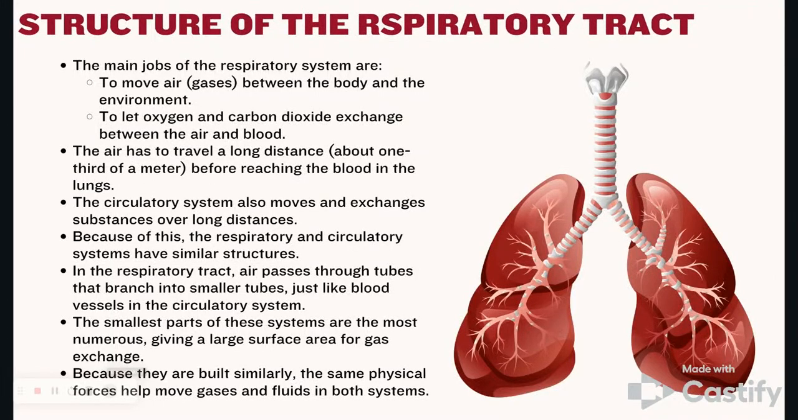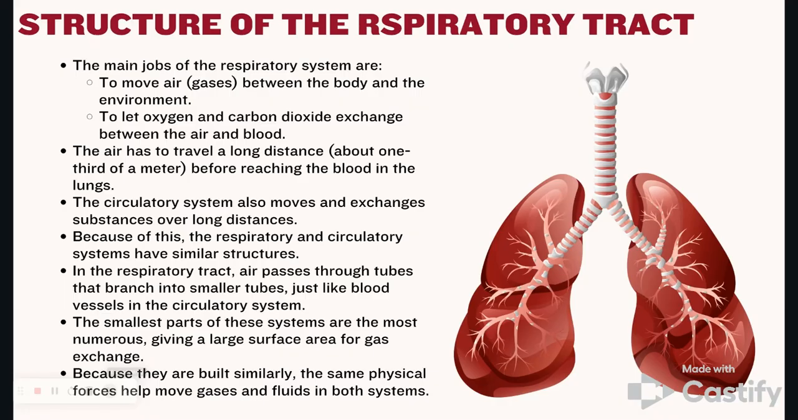Now we're going to talk about the structure of the respiratory tract, and I'm going to use the analogy of tubes. Before we start on the slide, I want you to think about something for a second. When air comes inside your lungs, it's not going inside the lungs immediately. There's a passageway, a lengthy road. It has to travel a little bit, about one third of a meter. Likewise, in the circulatory system, the blood is not traveling to where it needs to go quickly. The blood is traveling across a distance. The key word here is that they both travel across a long distance.